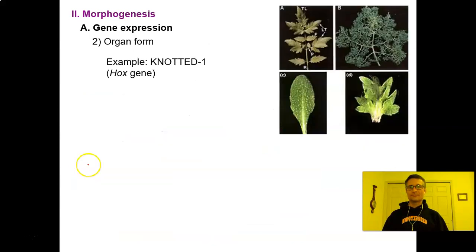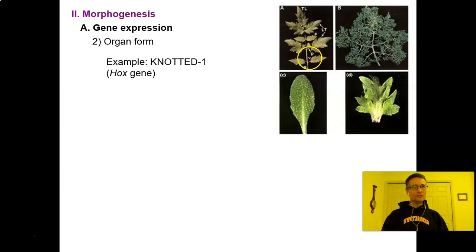The way that gene expression can impact development is by determining the form of organs. And there are lots of genes that determine forms of organs in plants. One particular example that your textbook mentioned is the gene knotted, knotted1. And knotted1 determines how finely a leaf is divided. So here's a typical tomato leaf, and notice that our tomato leaf is compound, once, maybe twice, depending on where we're looking.